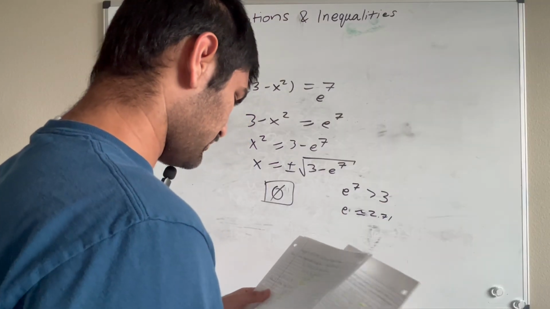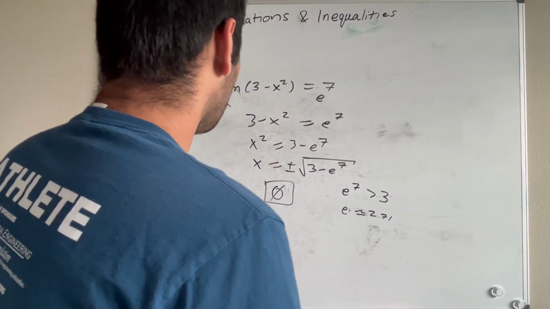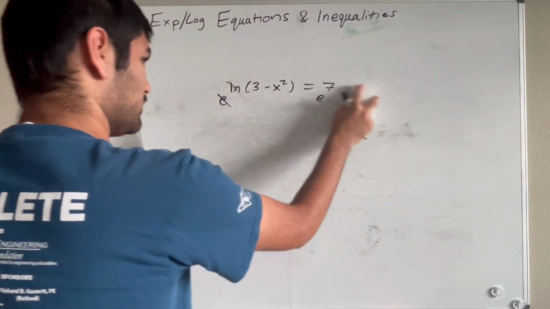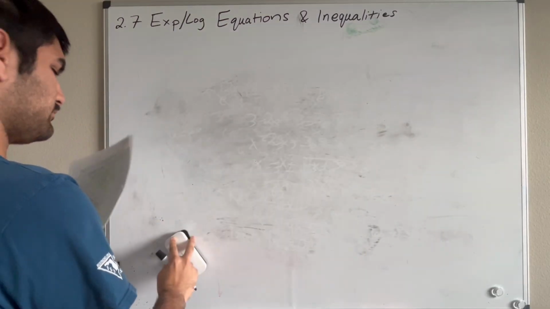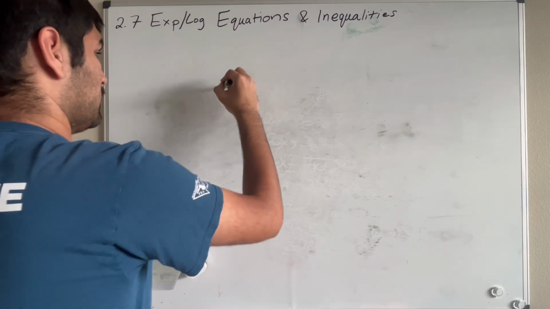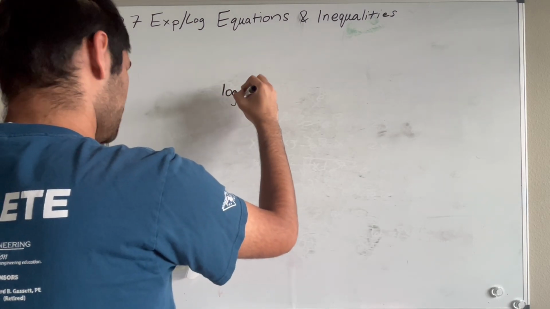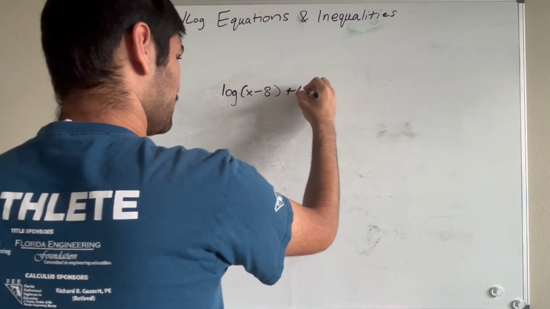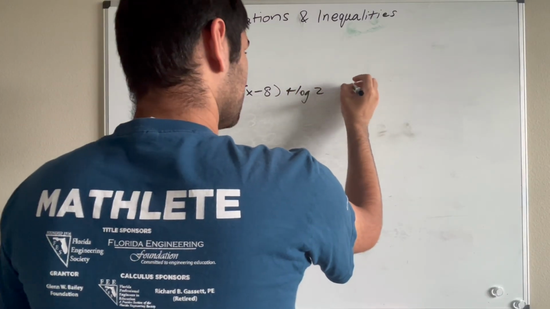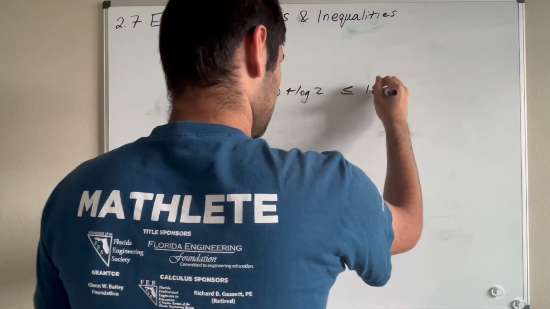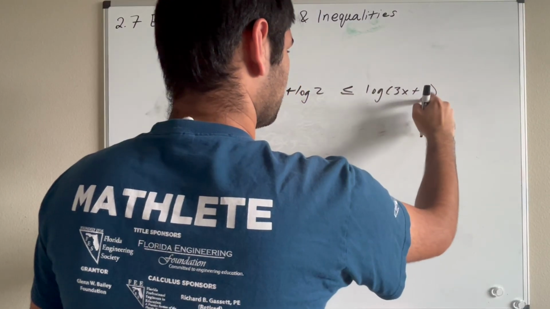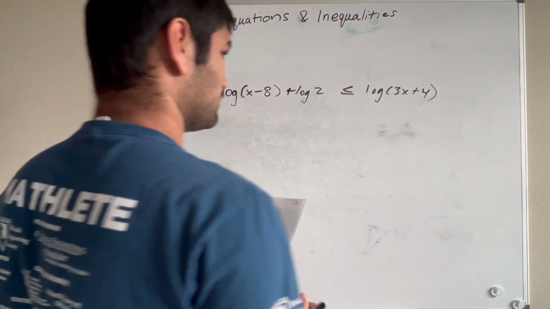All right, so now let's move on to inequalities. So let's say we had log of x minus 8 plus log 2 less than or equal to log of 3x plus 4. Okay.